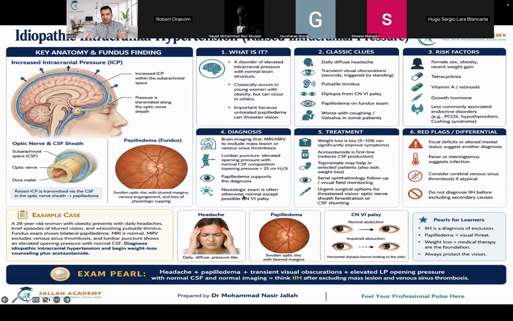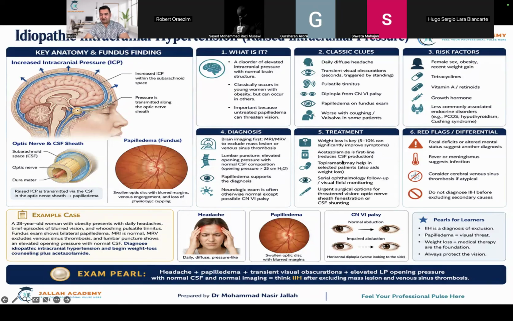Papilledema supports the diagnosis. Neurological examination is often otherwise normal, except for possible cranial nerve 6 palsy. So how do we treat? One of the main risk factors is obesity, right? We can't change the gender, which they usually do normally now, but we don't do it for the headache, right? So what is possible to be changed, we can do it. For example, change the weight. Weight loss is the key. 5 to 10% can significantly improve the symptoms.